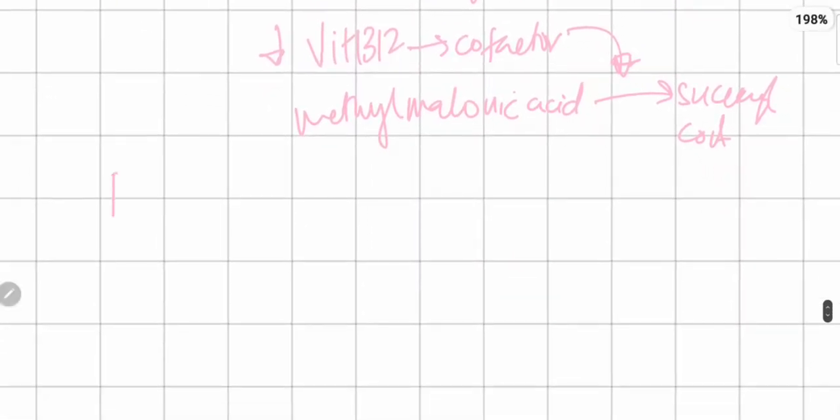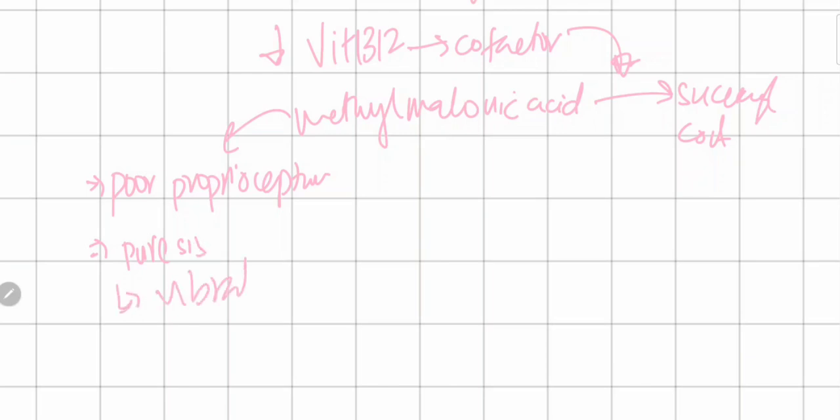Poor proprioception, and also paresis, and also the vibratory sense is going to be impaired. So these are the things that are impaired, right?